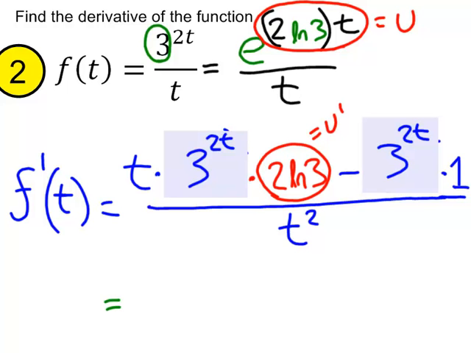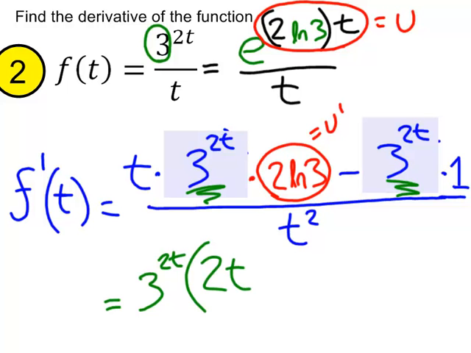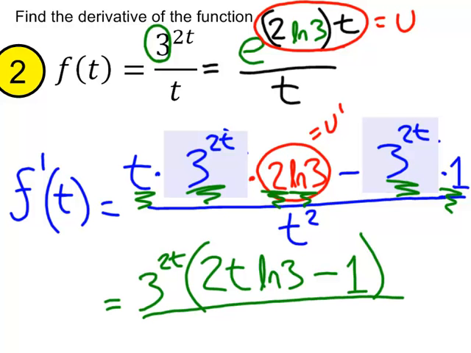Okay, so let's factor out the greatest common factor here. And it looks like up top, the greatest common factor is going to be 3 to the 2t here and here. So inside some big parentheses, we'll have, let's see, 2t, and then ln 3, minus 1. And that's all going to be over t squared. And that is our derivative. That's about as much as we're going to simplify it.